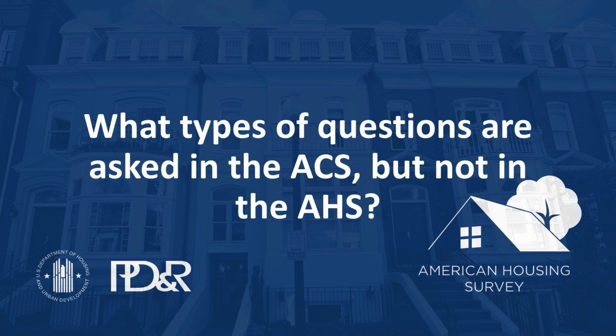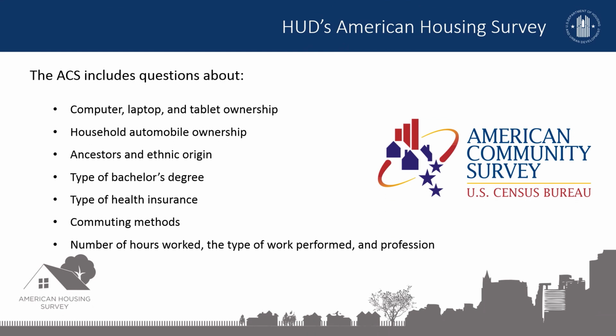We've looked at the types of questions that are unique to the AHS. Now, let's take a look at the types of questions that are asked in the ACS but not in the AHS. The ACS includes a variety of questions that are not found in the AHS. For example, the ACS includes questions about computer, laptop, and tablet ownership, as well as questions about how households access the internet: cell phone, DSL, cable modem. The survey includes a question about household automobile ownership, a question about ancestors and ethnic origin, and a question about the type of bachelor's degree, if applicable.